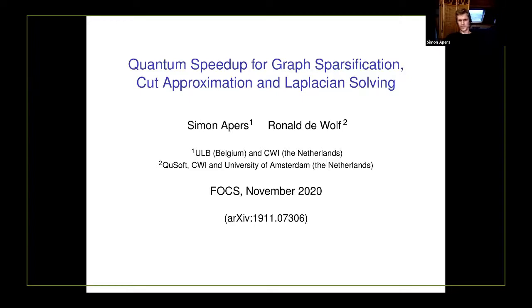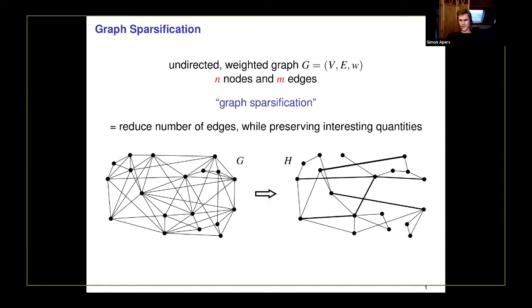So let me start by talking about graph sparsification. What do I mean by graph sparsification? We'll be considering undirected weighted graphs with n nodes and m edges. We're given some input graph G, which might be dense, so this can have up to something like n squared edges. What we want to do is reduce the number of edges while preserving interesting quantities of the graph. A very trivial and well-known example is a spanning tree, which is a very sparse subgraph which preserves the connected components of the input graph.